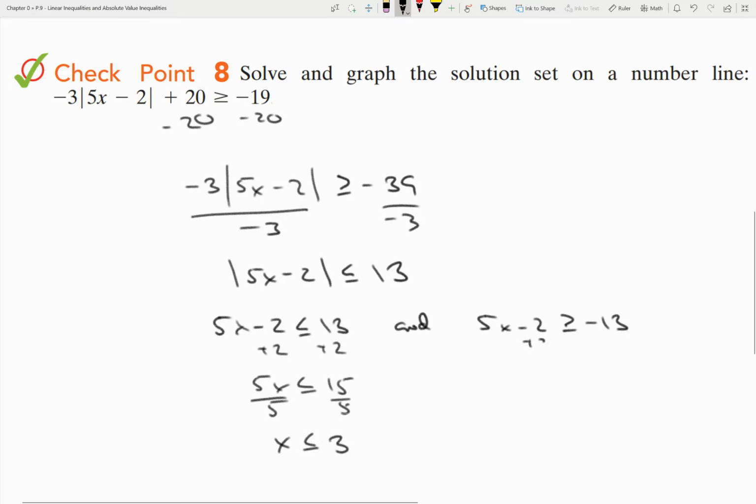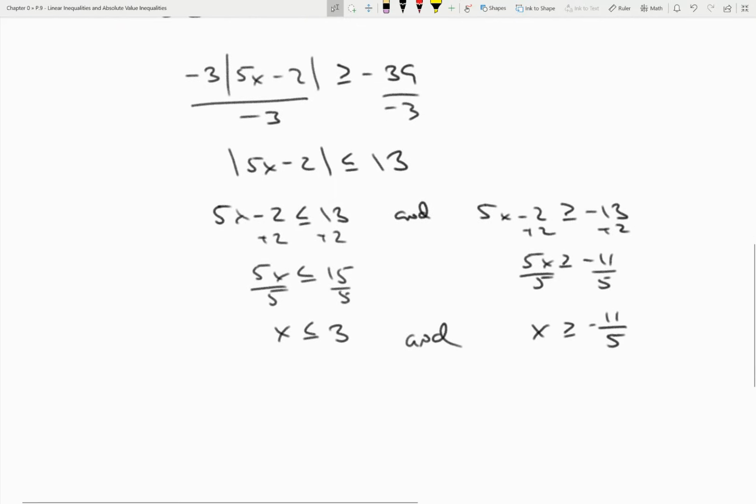And then I would do it over here as well. So 5x is greater than or equal to negative 11. So x is greater than or equal to negative 11 over 5. Okay? And then because it's an and inequality, my answer is only where those two graphs overlap. And it goes from negative 11 over 5 to 3. And they do overlap. If you think of the graphs, right, this is 3. It's going this way. This is negative 11 over 5. And it's going that way. So yeah, they will overlap in between the two.